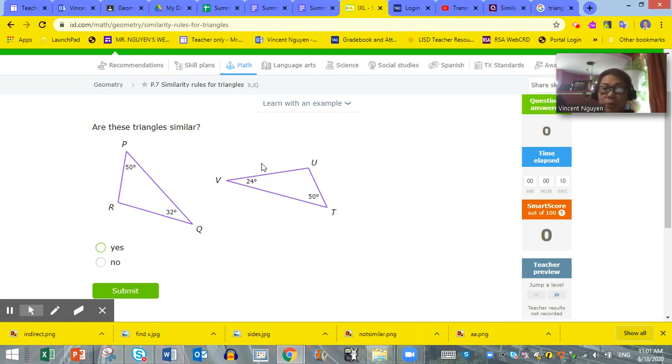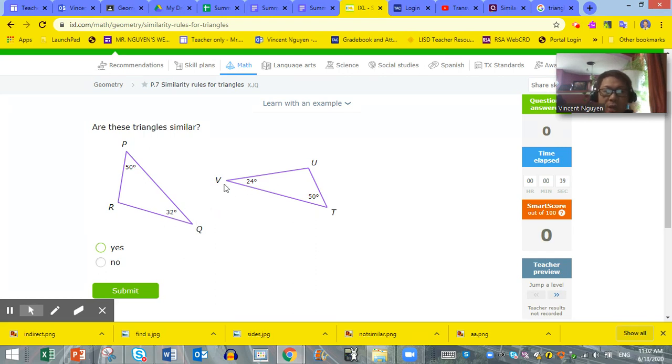We have two triangles, and they're telling us that they're similar. Let's take a look at their angles. Now, none of the sides are marked, so we're not going to have SSS or SAS. We can only use AA. So we have to check to see if the corresponding angles are congruent. So we have 24 and 32, 50 and 50. So far we have 50 matched with 50. However, if you look at this acute angle on both of them, this is 24 and that's 32.